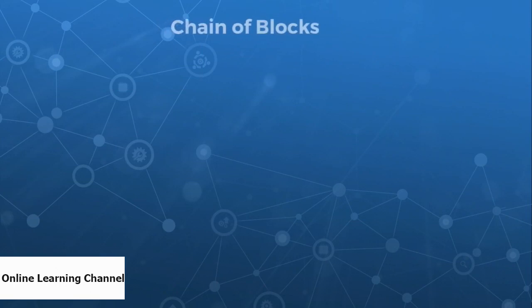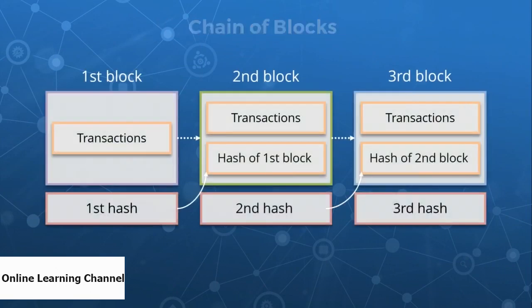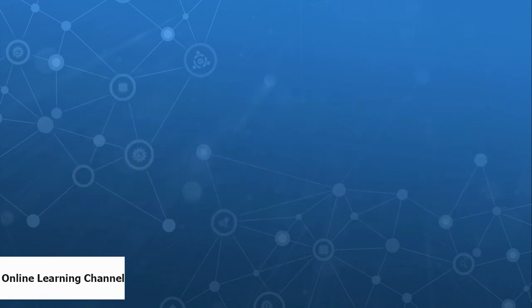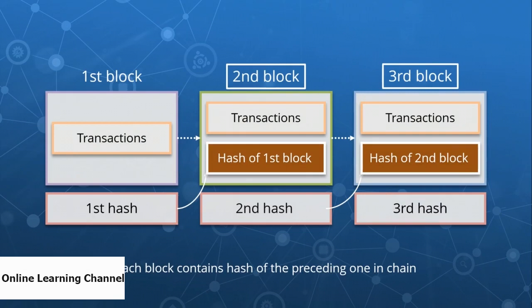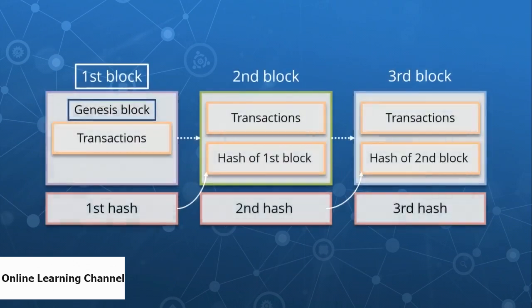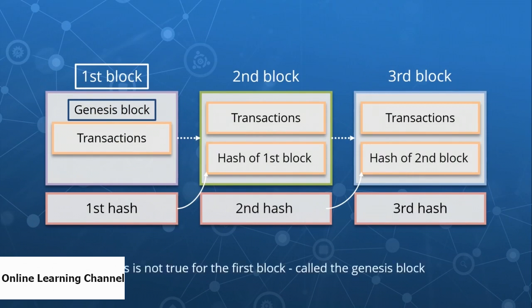This chaining of the blocks is implemented by including a hash of each block in the next block in the blockchain. So in this particular blockchain, the second block includes the hash of the first block, and in turn, the third block includes the hash of the second block. However, the first block in this blockchain does not include a previous block hash since there is no previous block to speak of. So this is a special block in any blockchain and is referred to as the Genesis block.